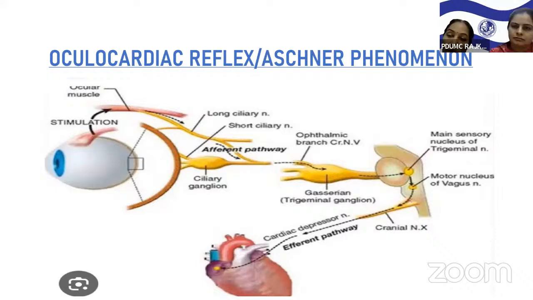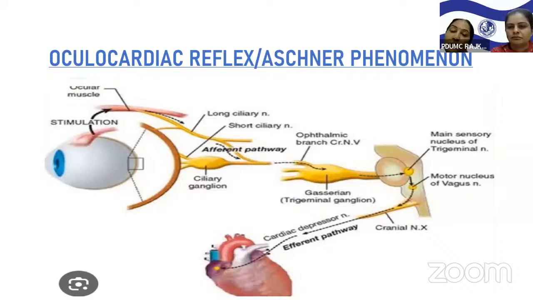So, what are the risk factors for the OCR? Whenever they have ocular trauma, ocular hematoma, there is increased manipulation of extraocular muscle, pressure on the eyeball, and increased pressure on the orbital contents. Hypoxia and hypoventilation and hypercarbia will increase ocular cardiac reflex.